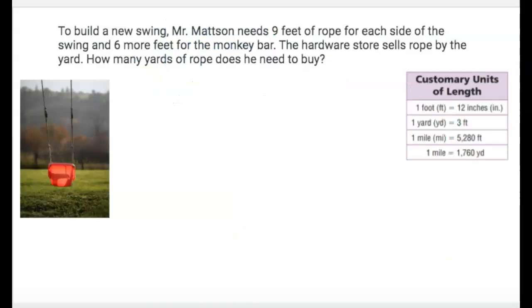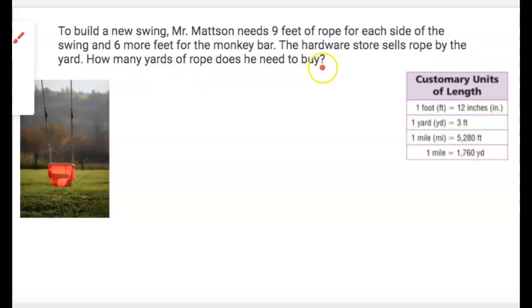Let's look at some problems involving measurement and see how we would use measurement to solve these problems. So to build a new swing, Mr. Matson needs 9 feet of rope for each side of the swing and 6 more feet for the monkey bar. The hardware store sells rope by the yard. How many yards of rope does he need to buy?